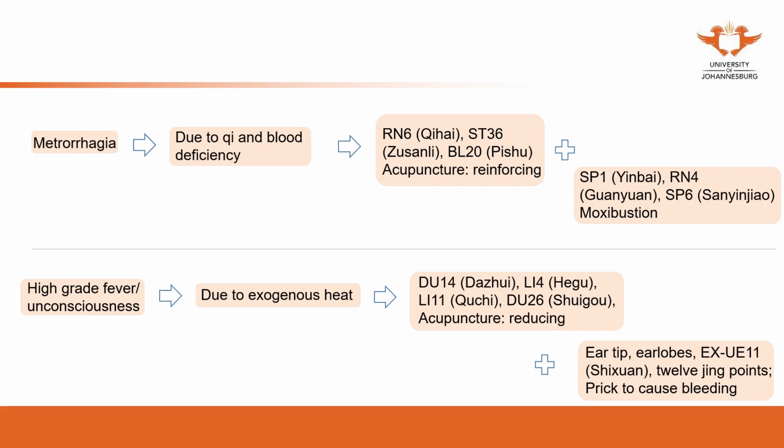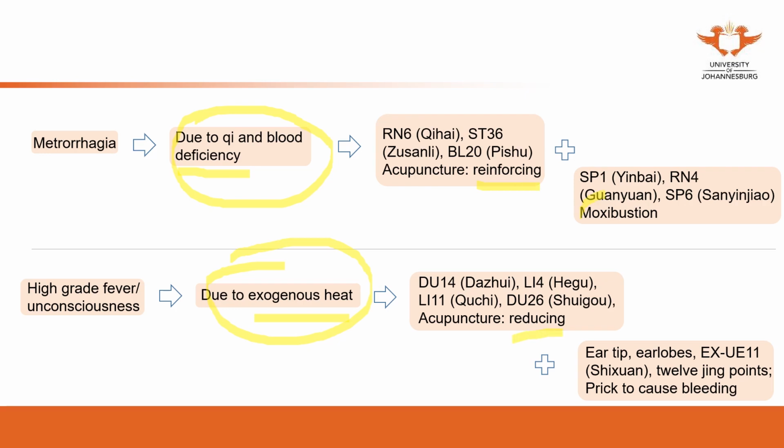So as you can see, these two different patients, it is not because of the symptom. The symptoms are different. It is because of the syndrome. This is the Qi deficiency, Qi and blood deficiency. It is a kind of deficiency syndrome. Excess heat, excess syndrome. We're going to use reinforcing or tonify. We're going to use reducing.